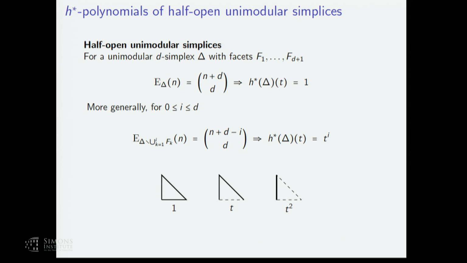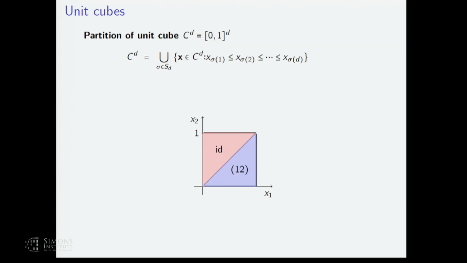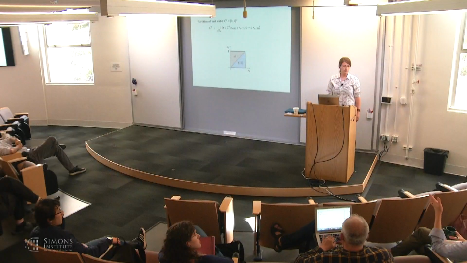But if you believe me this for now, then I hope to be able to explain to you how we get the h-star polynomial of the unit cube. For the simplex, you can do inclusion exclusion, right? For example, yeah.